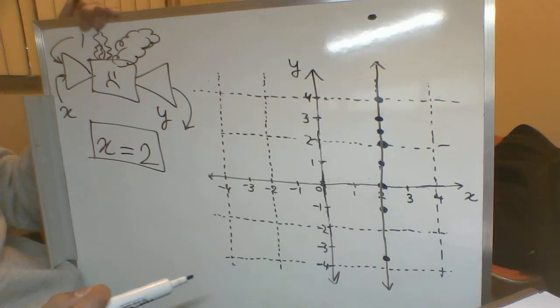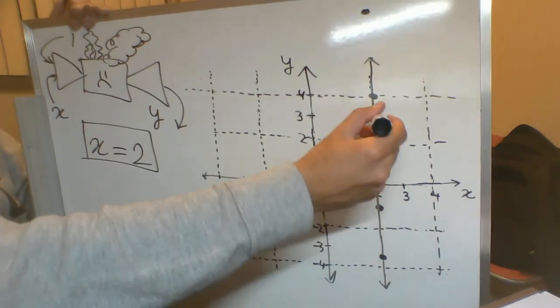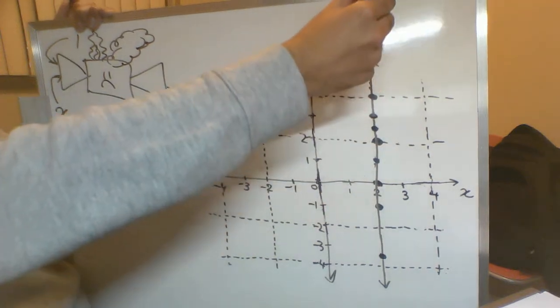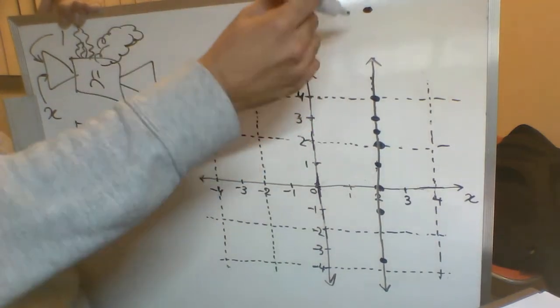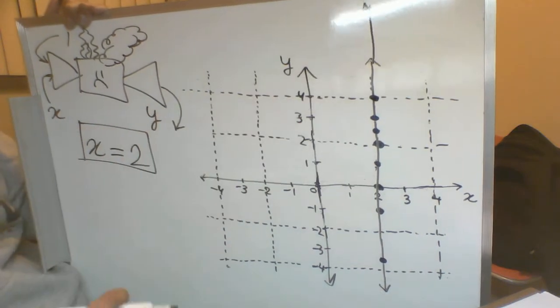If your x-coordinate is 2, that point is on the line. x-coordinate is 2, x-coordinate is 2, x-coordinate is 2. As long as your x value is 2, it's going to lie on this line somewhere.